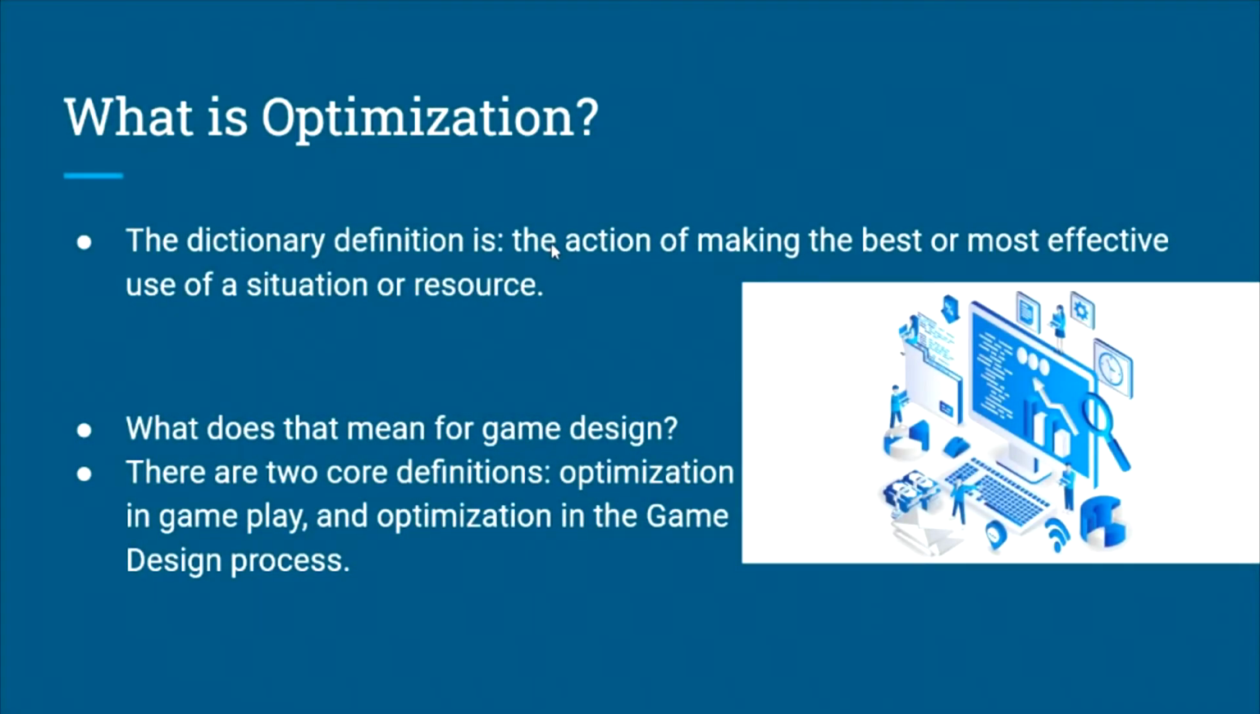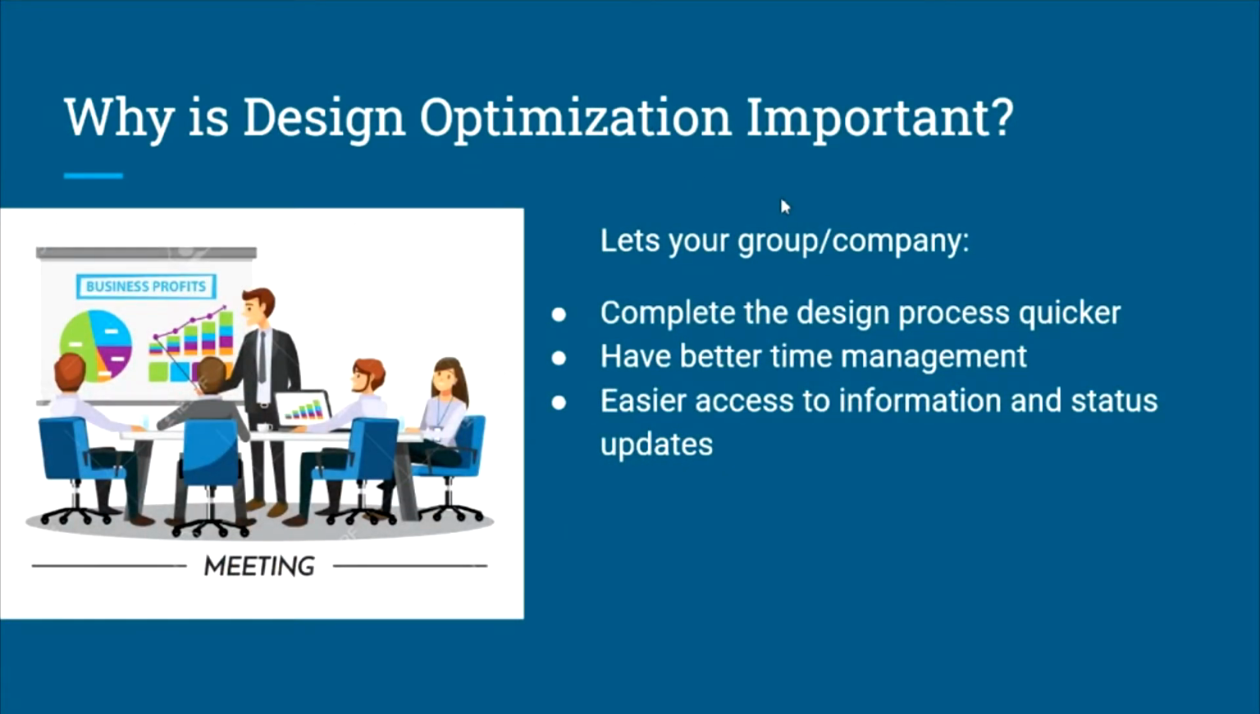So, what is optimization? The dictionary definition, what you get if you look on Google, is the action of making the best or most effective use of a situation or resource. But for game design specifically, you could look at it as two different definitions in the optimization of game design. There's optimization in gameplay, and then optimization in the game design process, right? So there are the differences. Why is design optimization important?